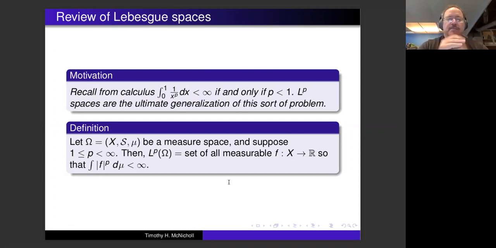Suppose Omega is some measure space, and suppose p is greater than or equal to 1 but finite. Then we define L^p(Omega) to be the set of all measurable functions from X into R such that the integral of the p-th power of the absolute value of f is finite. And the integral there is, of course, taken with respect to the measure mu.